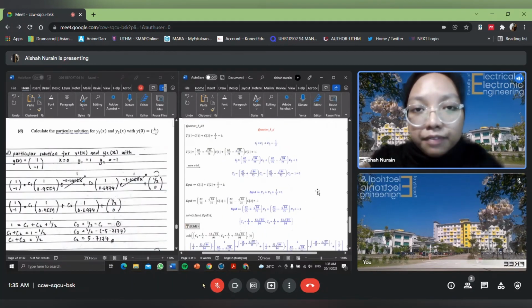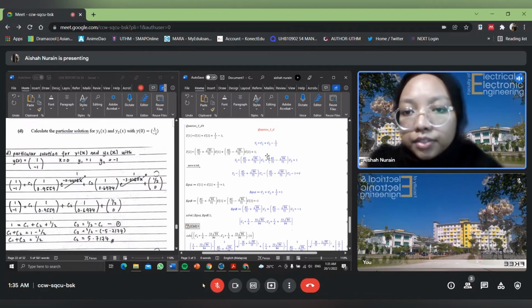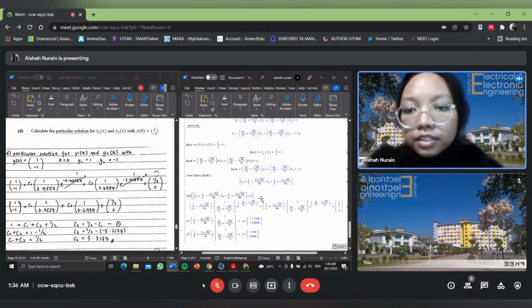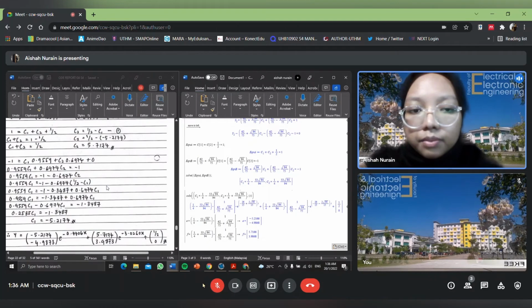For the last part of question number 3, which is 3D, we need to calculate the particular solution for y1(x) and y2(x) with the given value y0 equals 1 over negative 1. Simulation shows here that y1 equals c1 plus c2 minus 1 over 2. And here y2 equals 0. Then I need to find the values for c1 and c2 first. The values for c1 and c2 are in fraction, but if changed to decimal, the answer is also the same as the manual calculation.